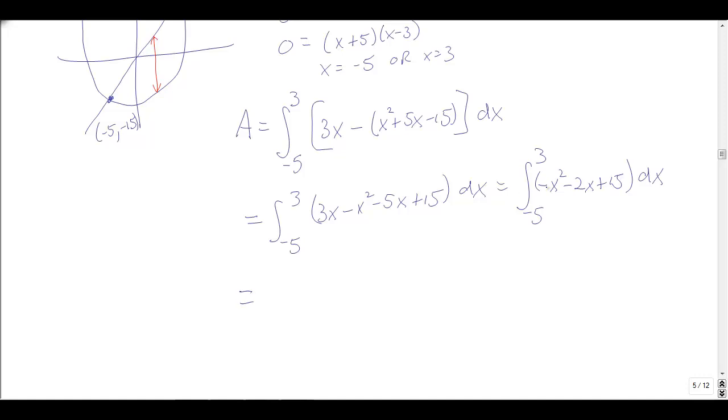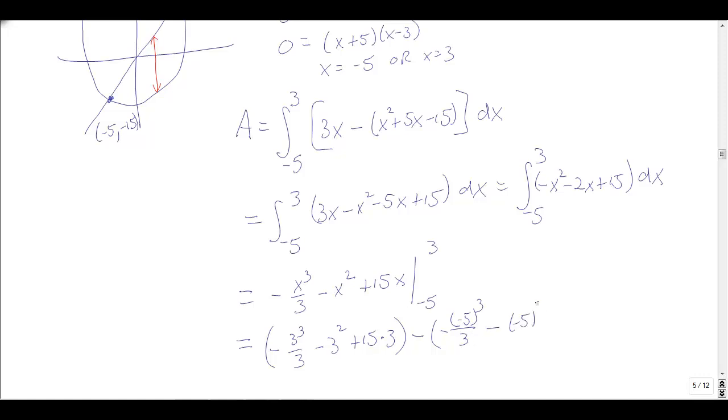And then I'm going to do my antiderivatives. I'm going to get a negative x cubed over 3. Antiderivative of x is x squared over 2, so I'll get a negative x squared. And then I get a plus 15x. And I'm going from x is -5 to x is 3. So I get a negative 3 cubed over 3 minus 3 squared plus 15 times 3. And then minus, plug in the -5: -5 cubed over 3 minus -5 squared plus 15 times -5.